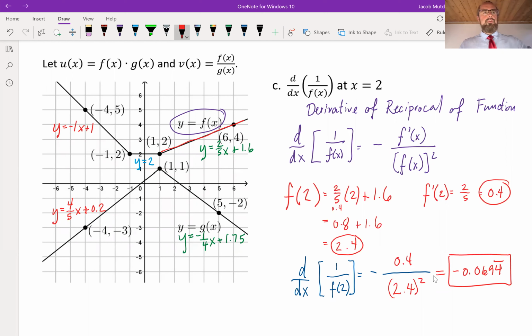Well, thank you for joining for this look at taking derivatives of functions from graphs using the product and the quotient rule, and this new rule for us, the corollary, which is the derivative of the reciprocal of a function. I'll let you go differentiate your own functions represented by graphs. See you soon.